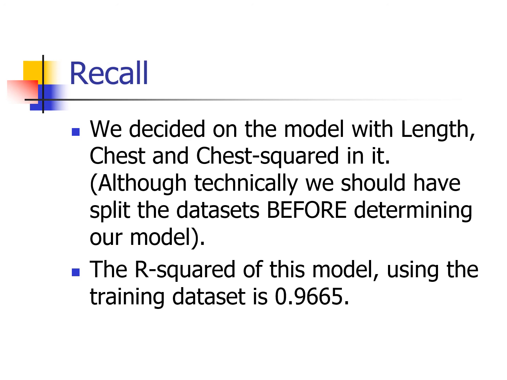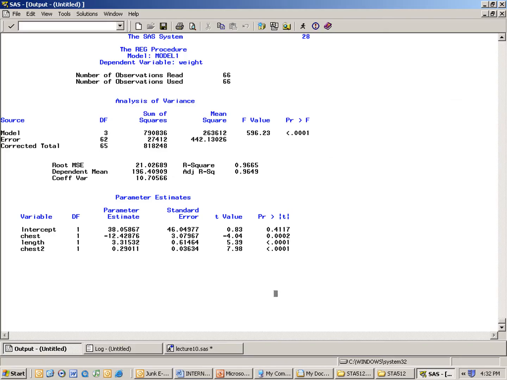Now, the R squared of a model with length, chest, and chest squared is 0.9665. Right, so here it is. And again, I'm running this model on my training data set. We can see on the top that that's just 66 observations. So, right, this model does appear still significant. And 66 observations, R squared 0.9665.